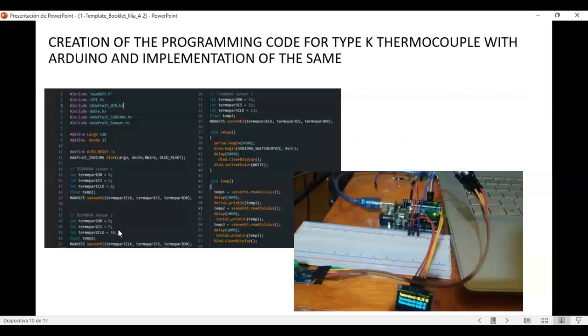Libraries were used for the MAX6675 modules, for the K-type thermocouples, and for the 32 by 128 OLED screens. The code development has a record of 3 sensors per Arduino. The temperatures are projected on an OLED screen with the sensor number and the temperature that is captured at that moment.